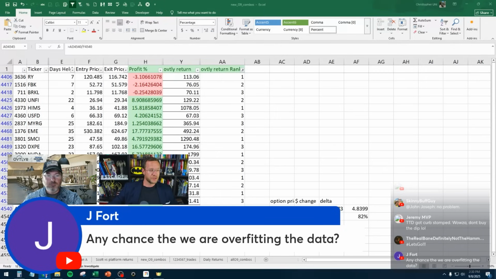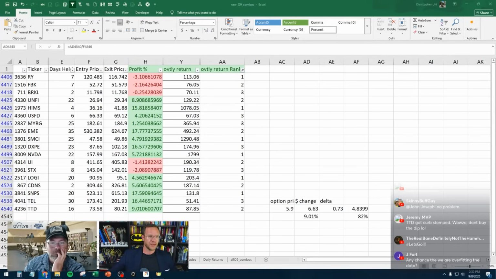And this is a great question too. Any chance of overfitting the data? This is one of the things that I really want to point out: when we're going through these, that's the last thing I want to do. That is the very last thing that I want to do. I want to make this anti-fragile, not fragile. And here's the thing.